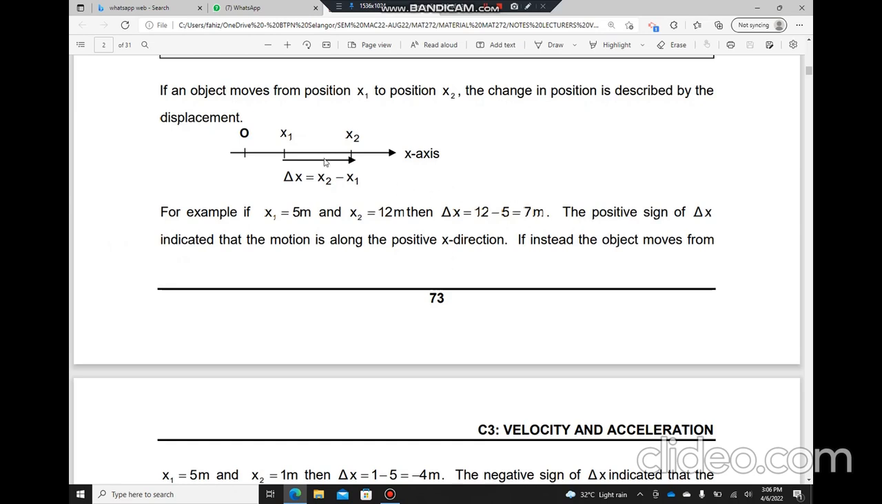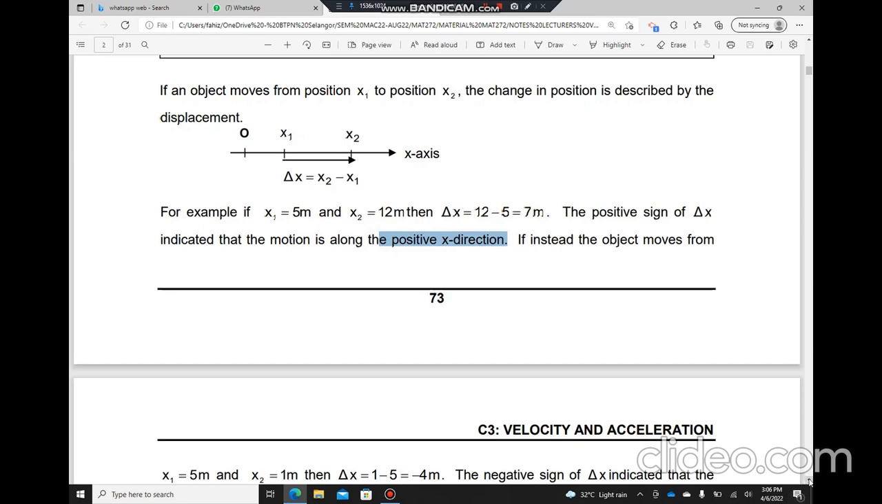Okay, so bila kita tolak x2 minus x1, so kita akan dapat 12 minus 5 equals to 7. Okay, 7 ni kita dapat positif. So, positif dia menandakan the positive of delta x indicated that the motion is along the positive x direction. Dia berada pada arah yang positif.